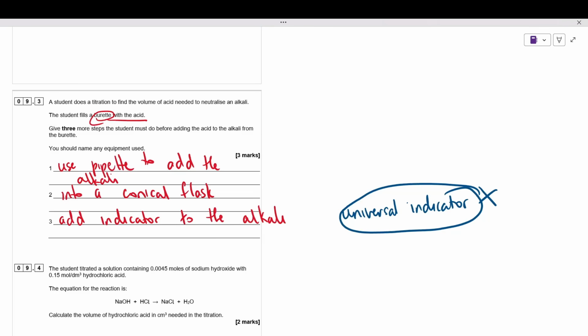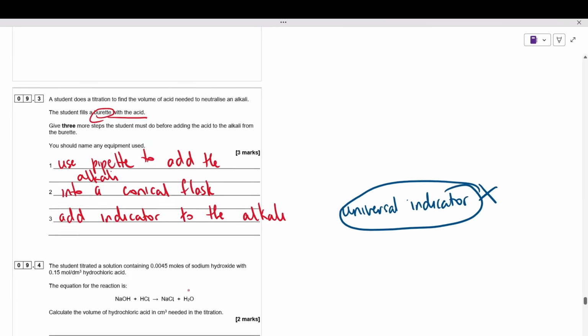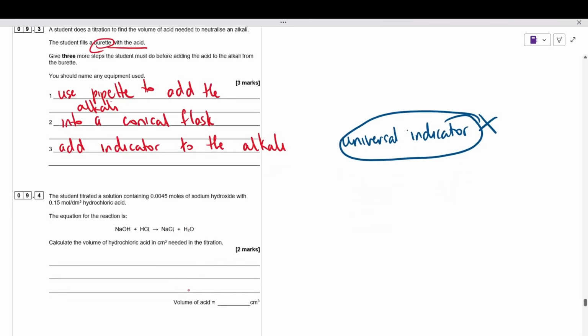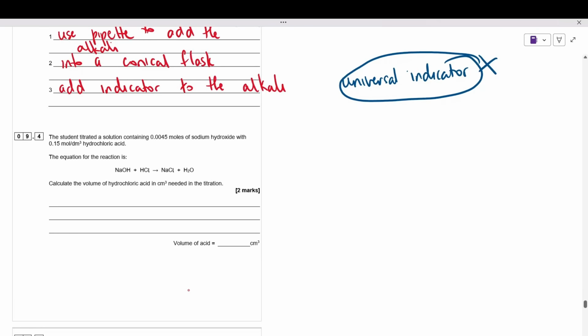Okay. Now for the next one, so the student, let me change my color, ink. So the student titrated the solution containing 0.045 moles of sodium hydroxide with 0.1 molar or mole per dm cube hydrochloric acid. The reaction is based on this equation. Calculate the volume of hydrochloric acid used in this.